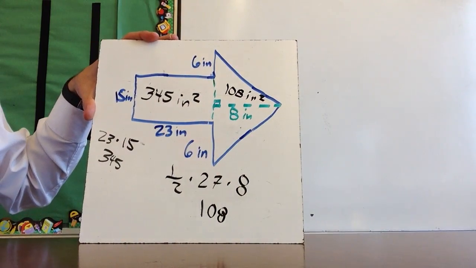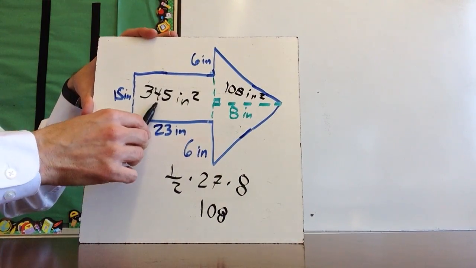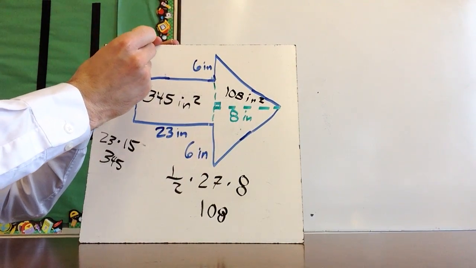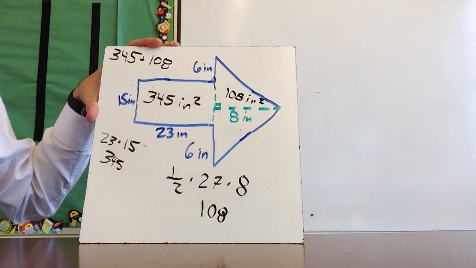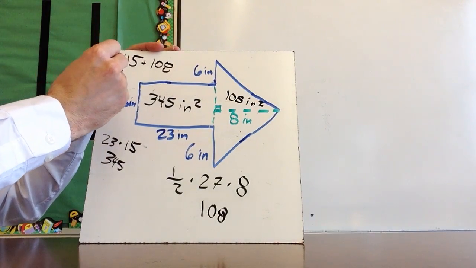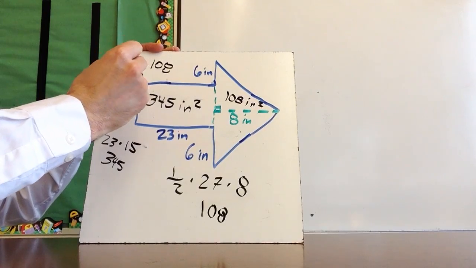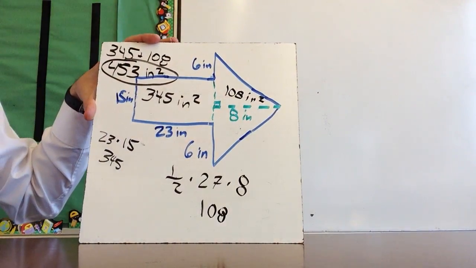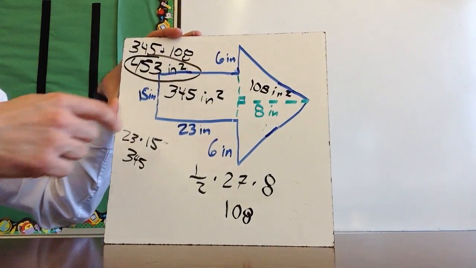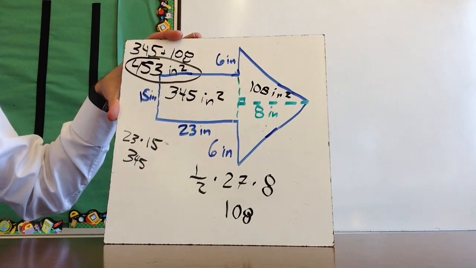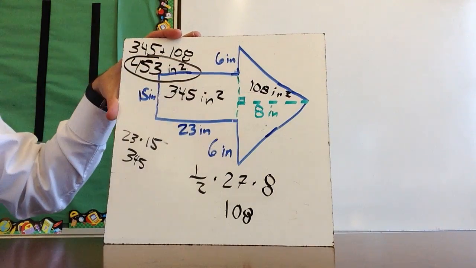Now to figure out the total of this shape, I would need to take the area of the rectangle plus the area of the triangle. So I got 345 plus 108. Let's make sure that I'm doing this right in my head. And so this becomes a total of 453 square inches. So the area of the composite shape, the whole arrow, is 453 square inches. Remember, we got to have square inches because we are talking about area.